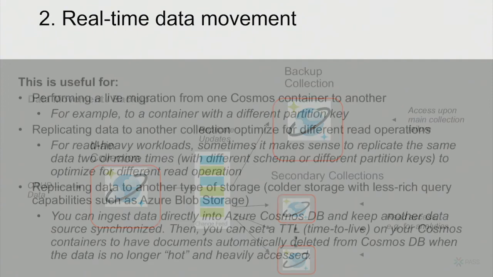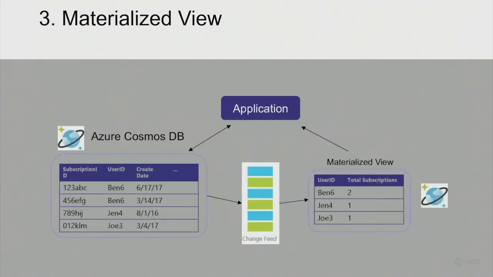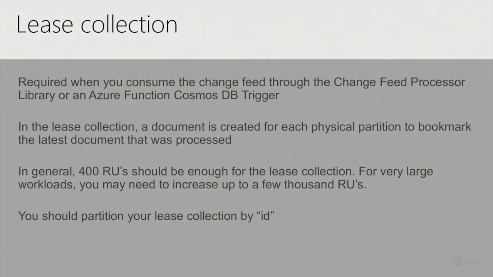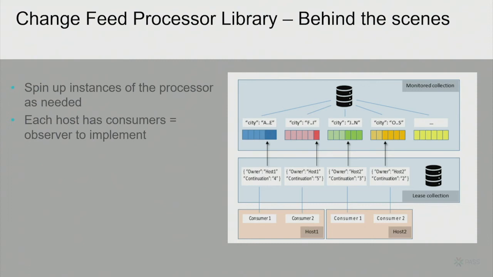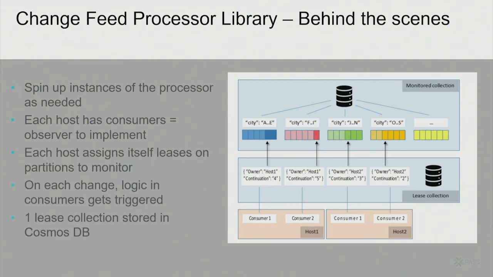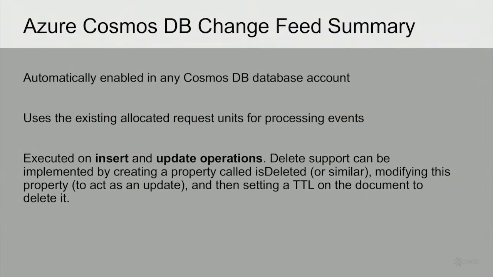Okay, so there's a whole bunch of scenarios that we might want to use it for. There is something called a lease collection, which comes back to your example of what does it cost, because you may need a separate collection for your leases for the change feed, and there will be a minimum of 400 RUs for that. That's probably going to be the size you'll need, unless you have a lot of leases, okay? This is an example of what's happening behind the scenes with the processor library, the leases, and how it all works. I haven't got time to go into details.